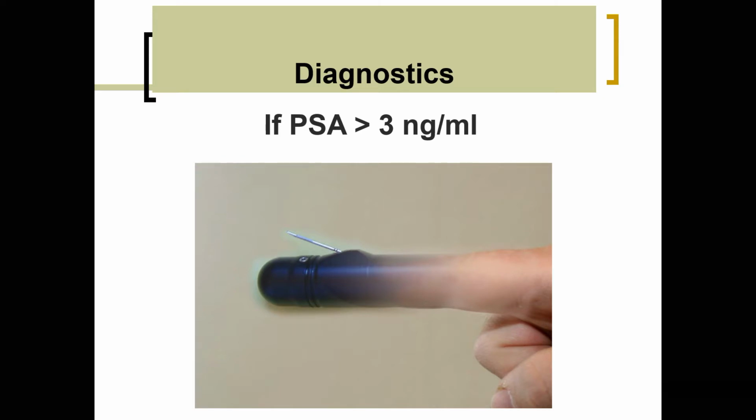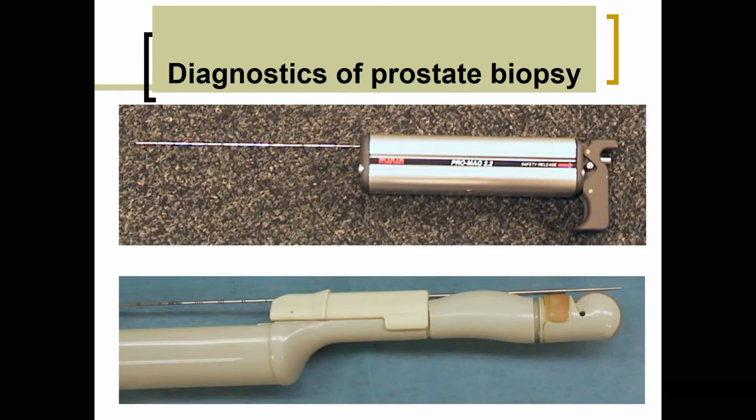The diagnostics of the prostate gland also includes the PSA investigation of the blood, which should be up to 4 nanograms per milliliter, and may be in the gray zone up to 7 or 8 nanograms per milliliter. In cases where it is higher, we should do a biopsy of the prostate gland.